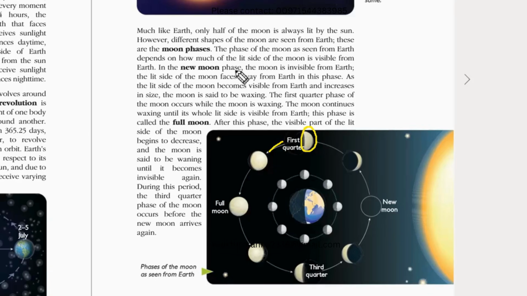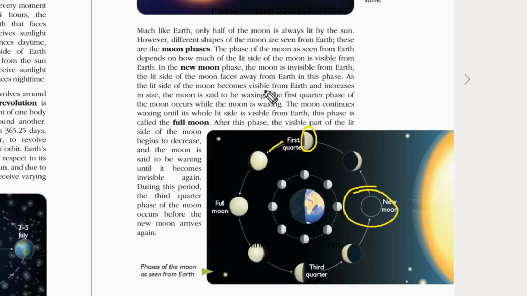So in the new moon phase, let's go to the new moon phase here. I'm going to follow how the text goes, so it helps you understand whenever you're reading as well, so it becomes easy. The moon is visible from the Earth. The lit side of the moon faces away from the Earth in this phase. So the lit side faces away. You can still see the moon, but the lit, shining side is away from the Earth.